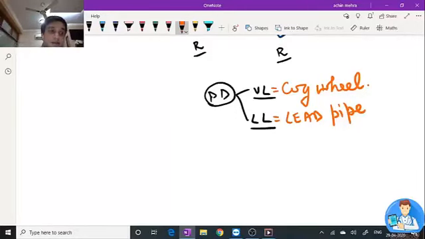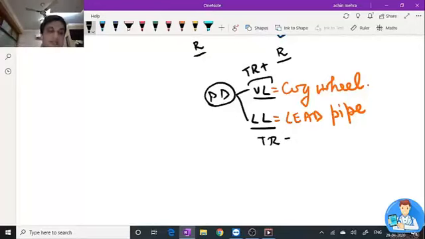Why? Because the tremors are missing in the lower limb. We wrote it earlier: tremors are more predominant in the upper limb. So wherever we have tremors, there is going to be interruption while moving the limb, and the lead pipe will convert to the cogwheel type. Where you don't have the tremors, it is going to be a smooth movement, which is of the lead pipe type. Okay.